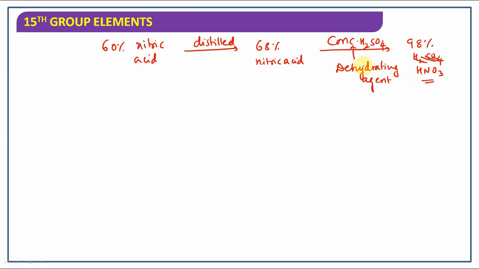Right? So concentration can be done by treating it with concentrated sulfuric acid, a dehydrating agent. So you will get concentrated nitric acid by distilling that 68% nitric acid. Understood the point, children? So all the water molecules have been removed. Clear?